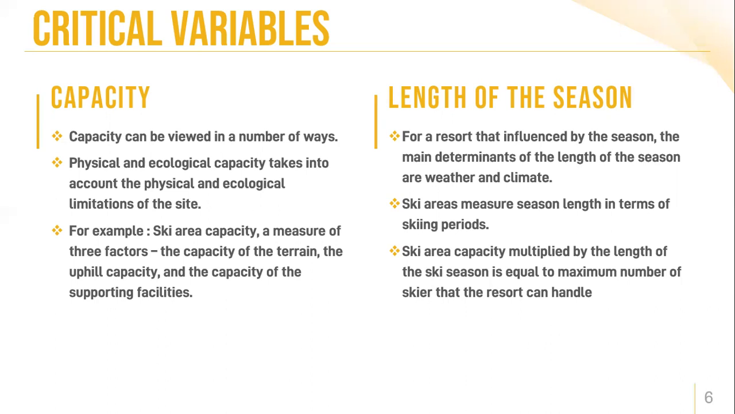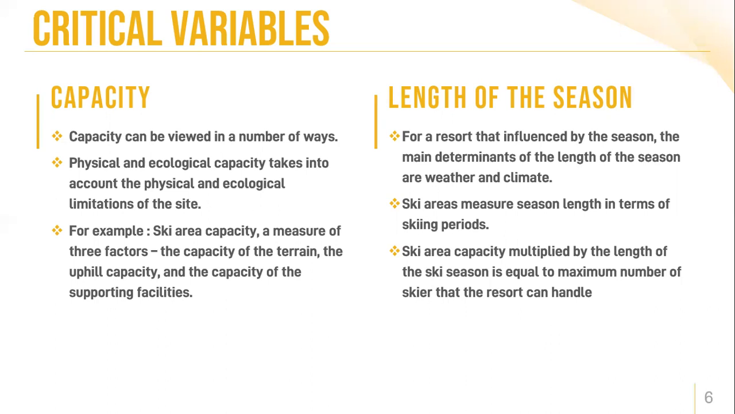Okay, the main determinants of the length of season are weather and climate. You have learned these two things in the climate change in tourism class, taught by Miss Ellie. What is the difference between weather and climate? So ski areas measure season length in terms of the skiing period. How do you know the skiing period? After this I will teach you.